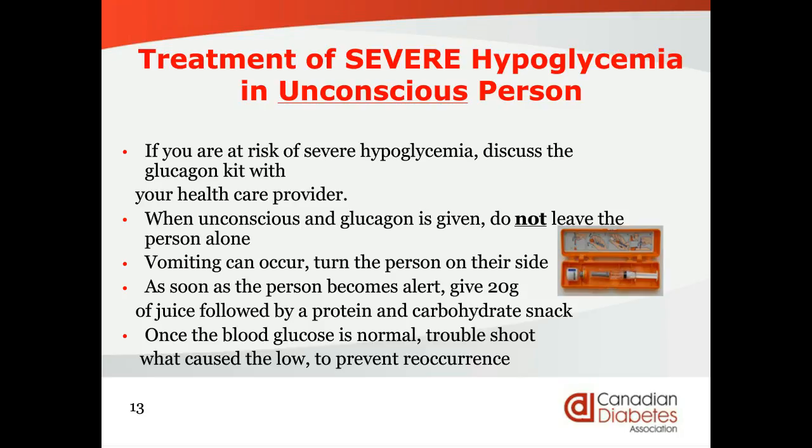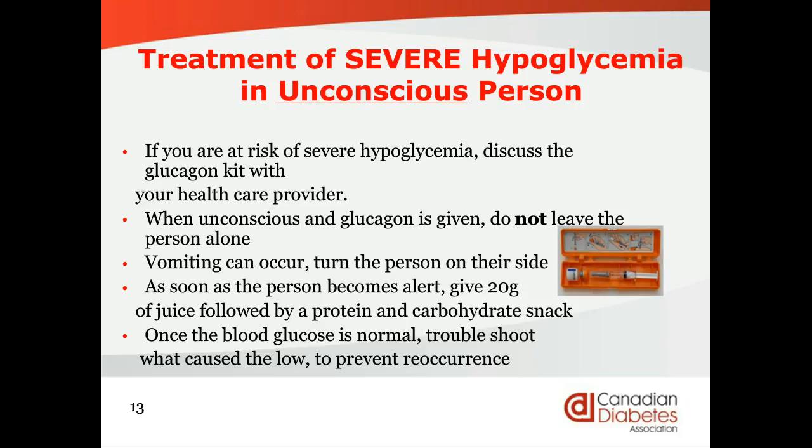Turn the person on their side, and as soon as that person becomes alert, give them 20 grams of rapid-acting carbohydrates such as juice, followed by a protein and carbohydrate snack. And this is very, very important because when you give glucagon, what it does is it stimulates the liver to release glucose into the bloodstream. So as soon as that person becomes alert, you want to make absolutely sure that you get some juice and some protein and carbohydrate, get them to eat that.